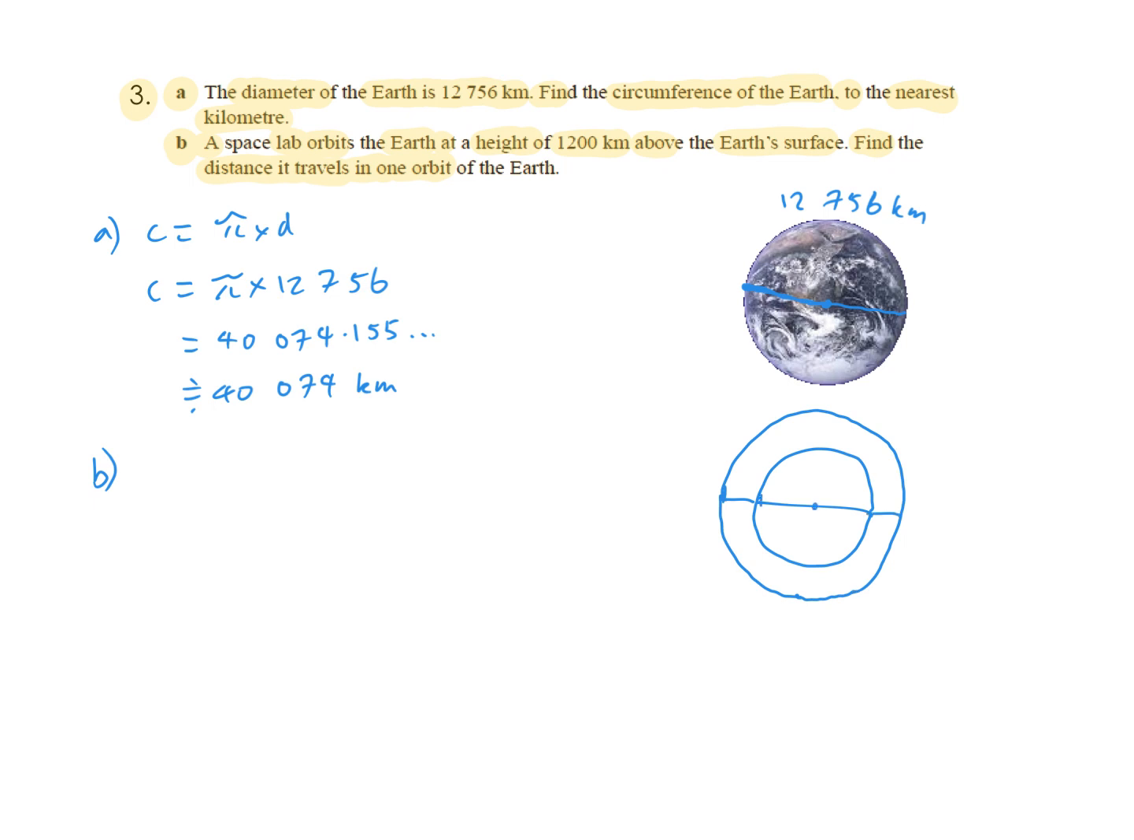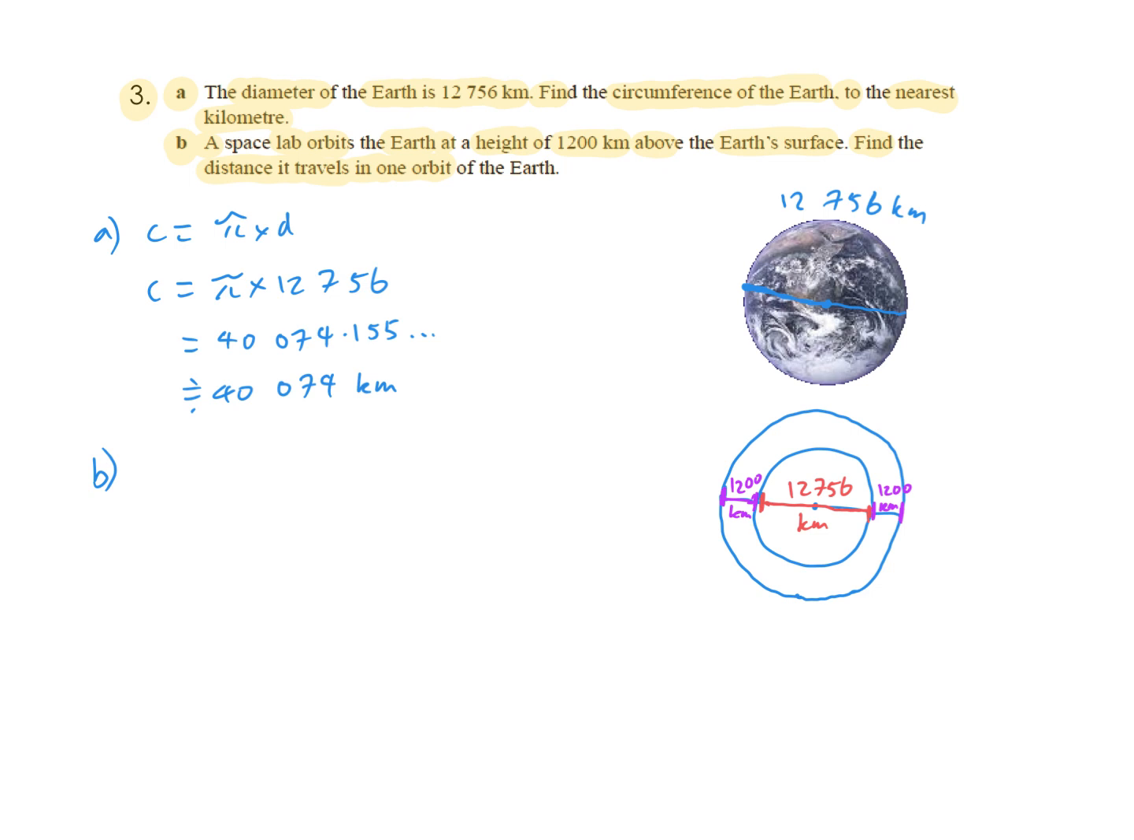Okay, so from here, I might actually use red. From here to here, it is 12,756 kilometers. And maybe purple, so it fits. From here to here, it's 1,200 kilometers. And the same thing over here. Just by drawing a picture, the question seems a lot easier, doesn't it?